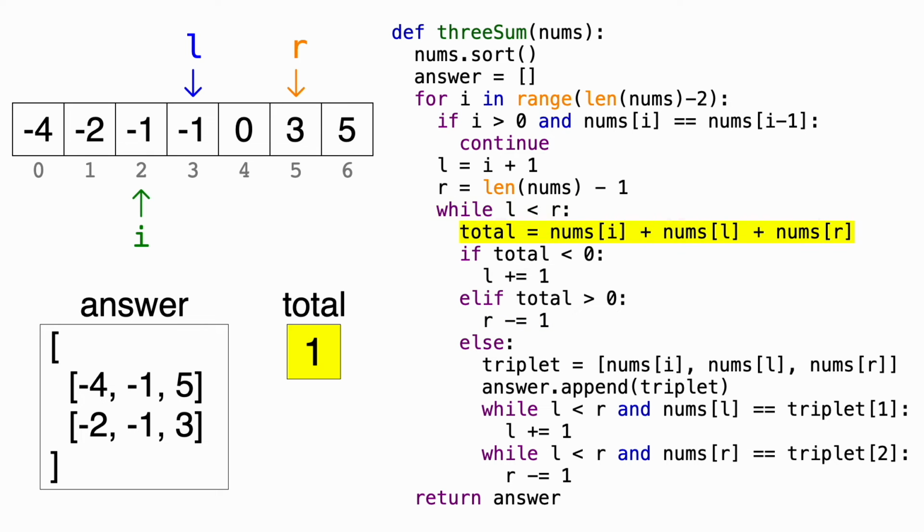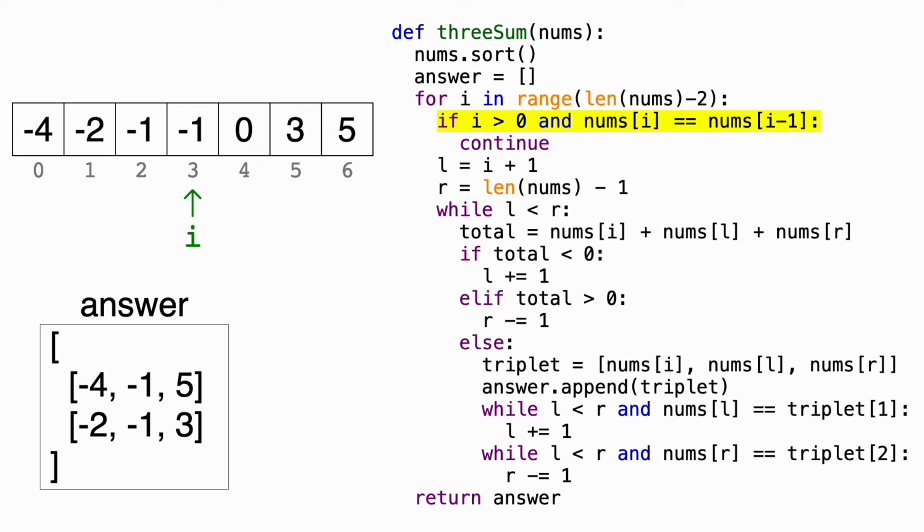Next, the total is 1, which is still too large, so we'll decrement R again. Now the total is -2, which is now too small, so we'll increment L. The two pointers have now met, which means that there were no solutions to be found, and we'll move on to the next I. However, now notice that this condition is true. The number at index I is -1, and so is the number at index I minus 1.